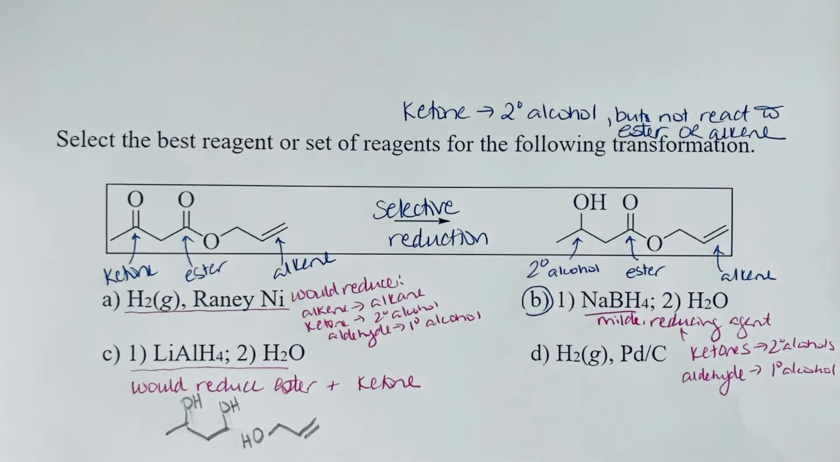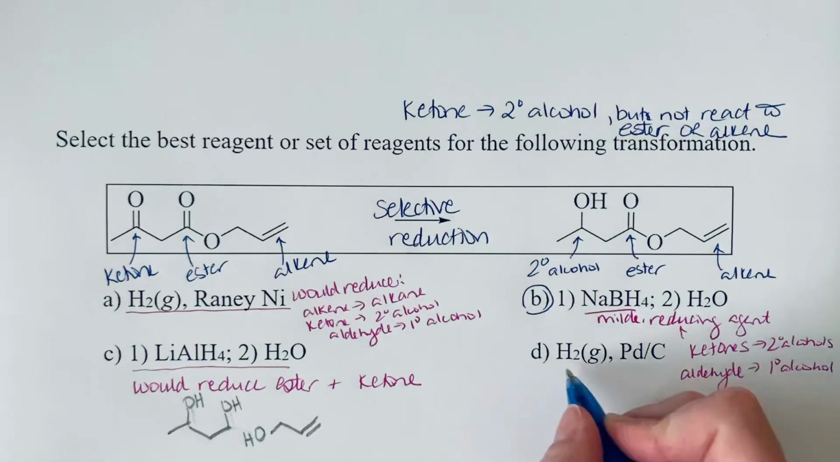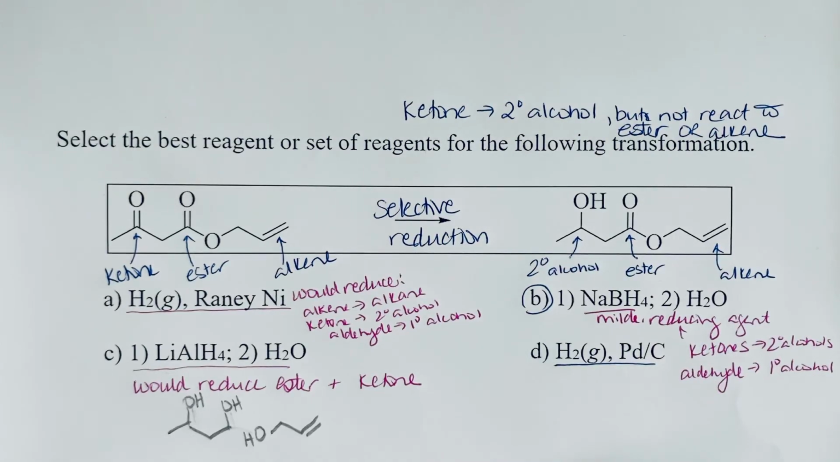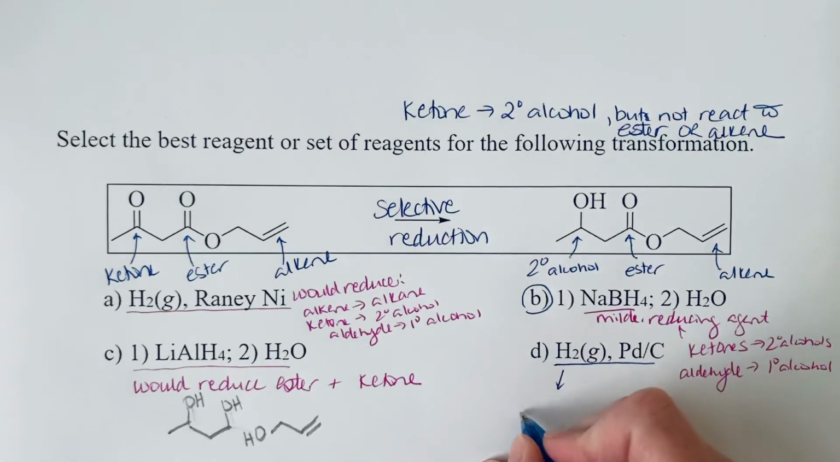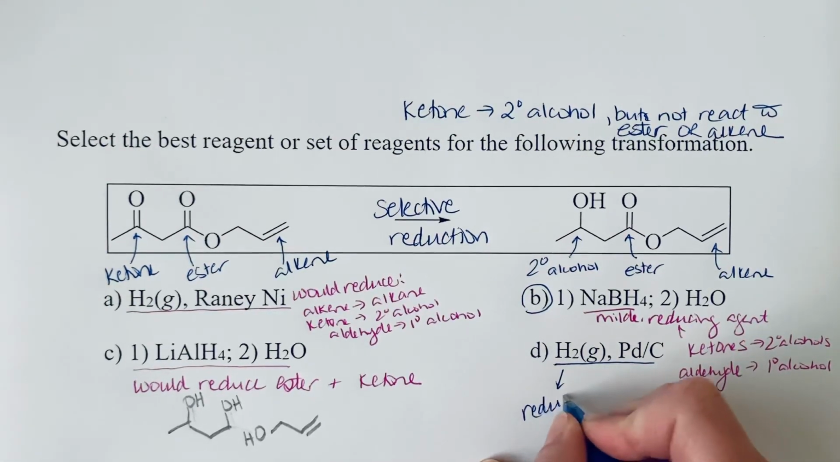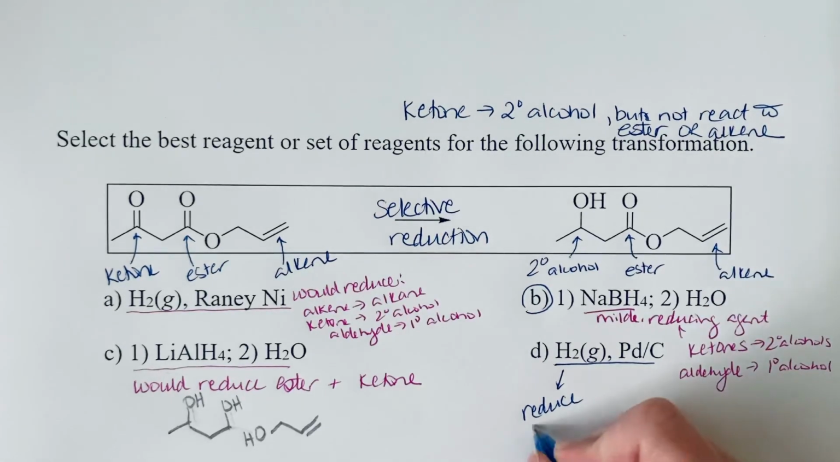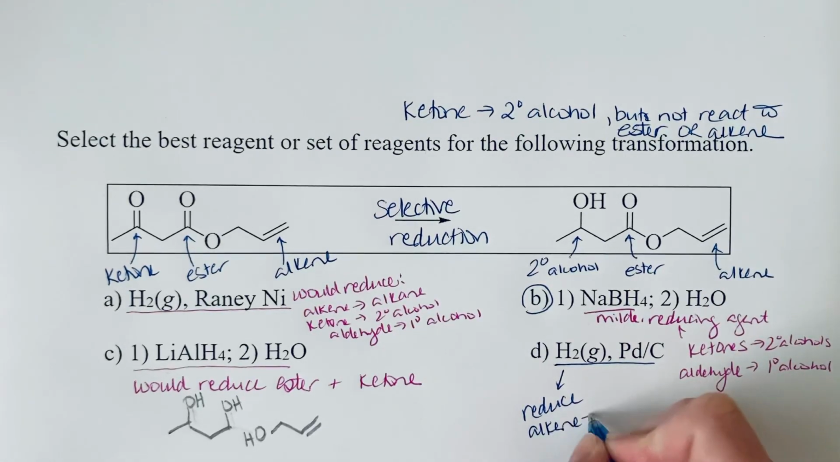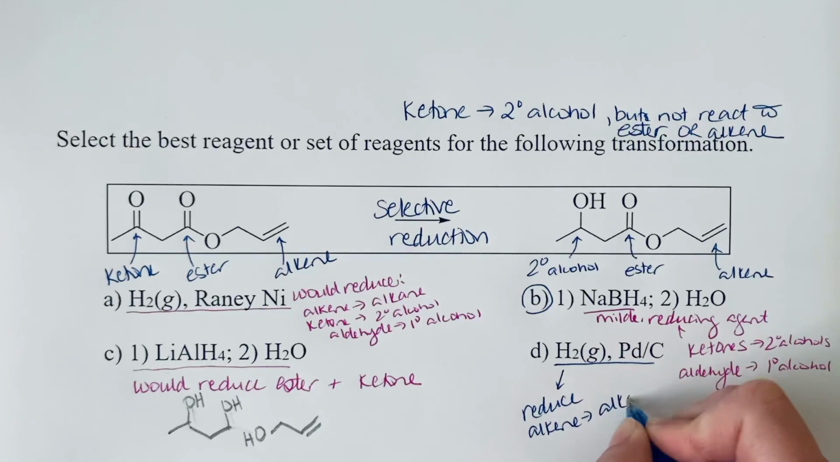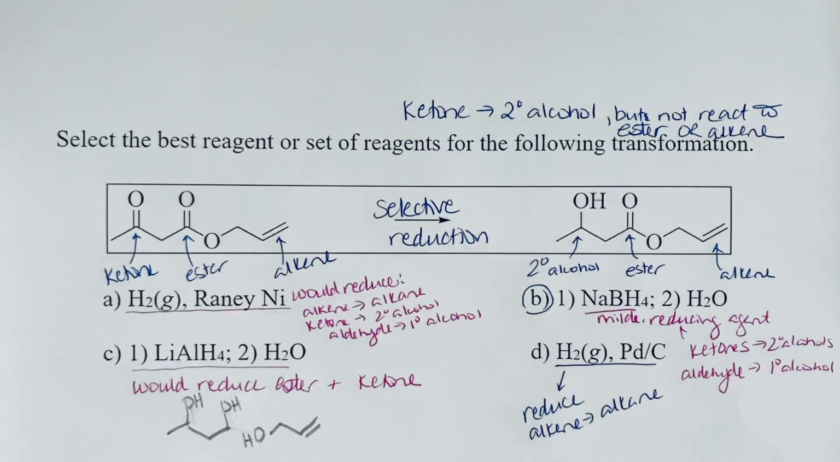And then the final conditions that we're looking at here, this is just typical hydrogenation conditions. So this would reduce just that alkene. So this would reduce the alkene to the alkane, and it would not react with the ketone or the ester.